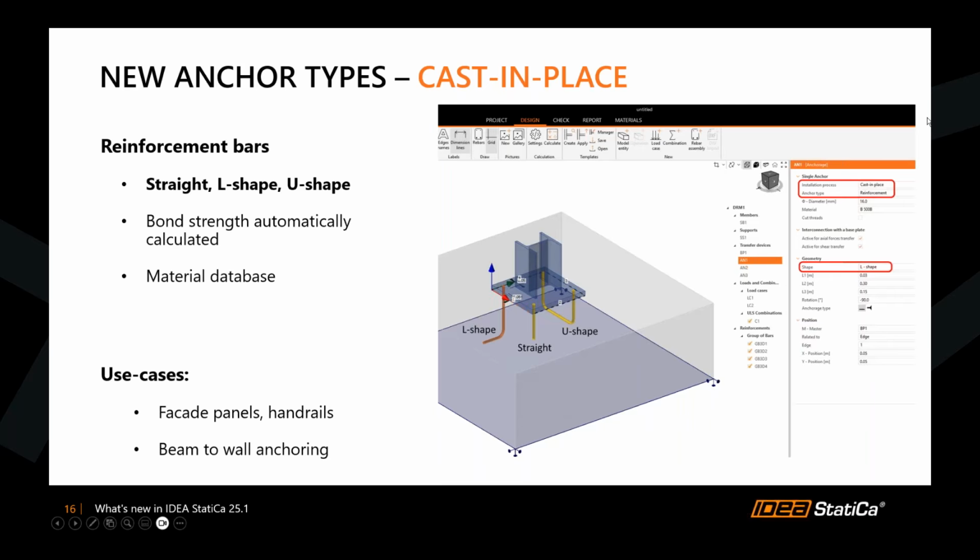For the new cast-in-place type, there is a reinforcement bar. You can change the shape from straight to L shape or U shape, and based on that, the bond strength will be automatically calculated. The use cases for this are facade panels, handrails, and beam-to-wall anchoring.